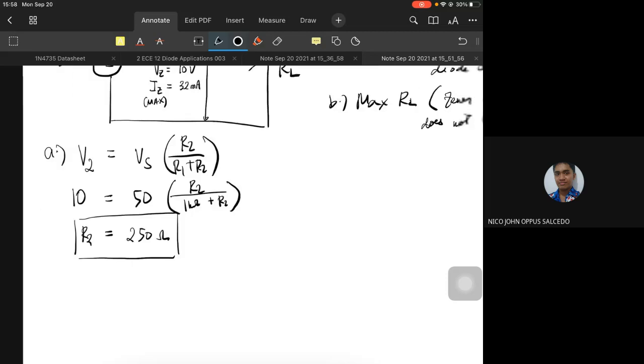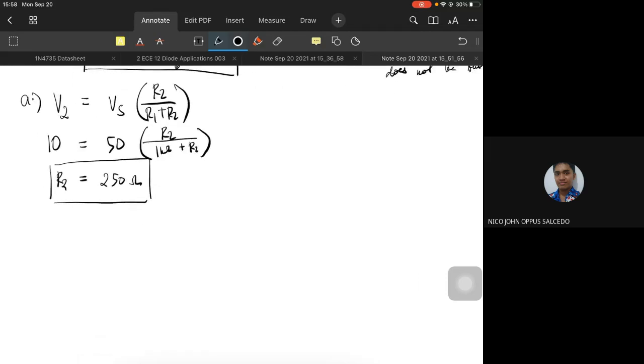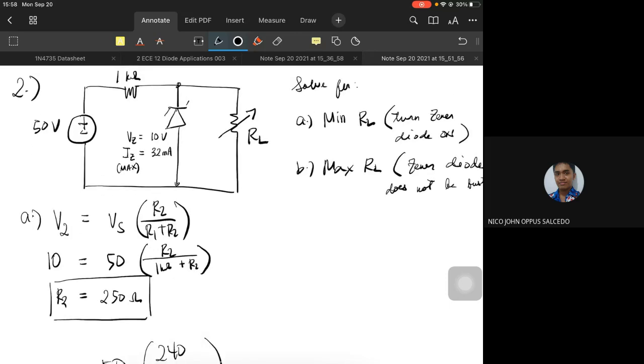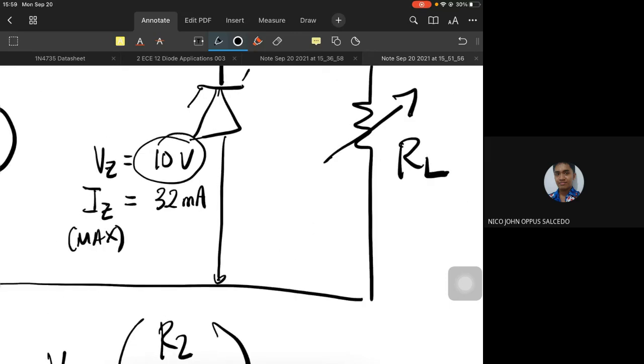Sure, pwede naman natin i-try, no? What if 200? Or 240? So, 50 times 240 over 240 plus 1K. 1K man si RS. Notice that V2 is only 9.67 volts, which is less than the 10 volts na need ni Zener diode.